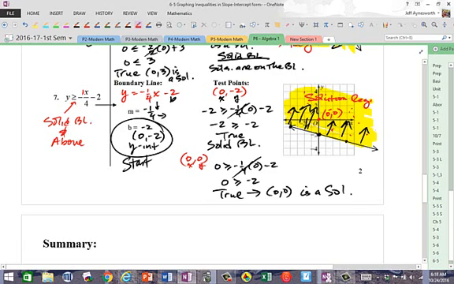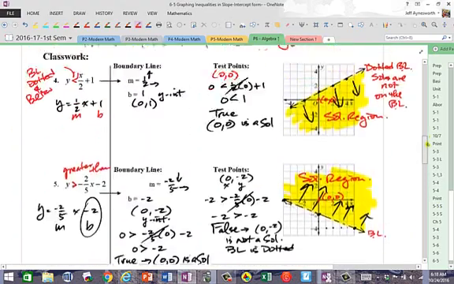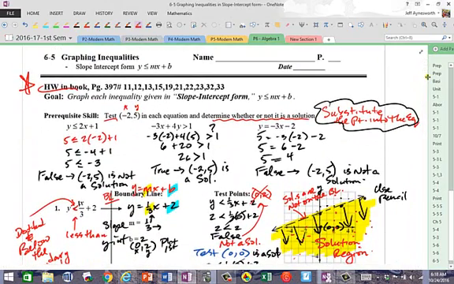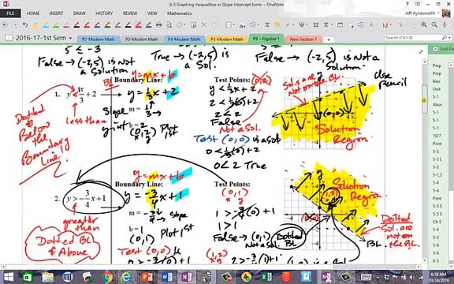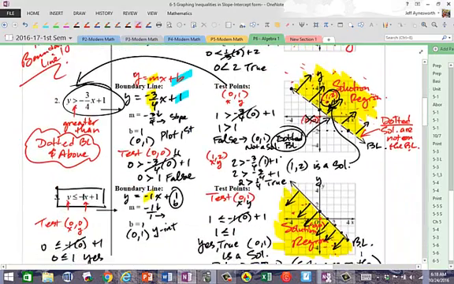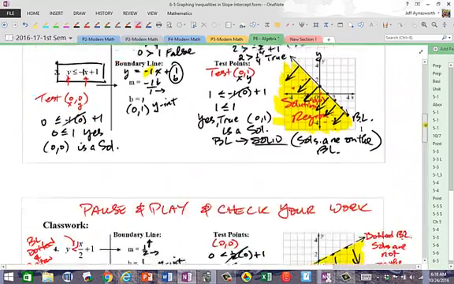Okay, now this is a video, right? So what you guys can do is you can pause and play, and you can rewind, and you can go back and listen to anything you want here. There's a lot of testing with points involved, and after a while, you get the idea that if you see less than, it's always going to be below. If you see greater than, the solutions are always going to be above. If you see less than or equal to, the solutions are always going to be on the line and below. So it's going to be solid and below. Little tricks like that help out.